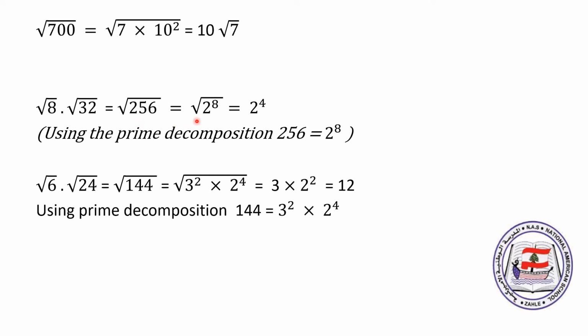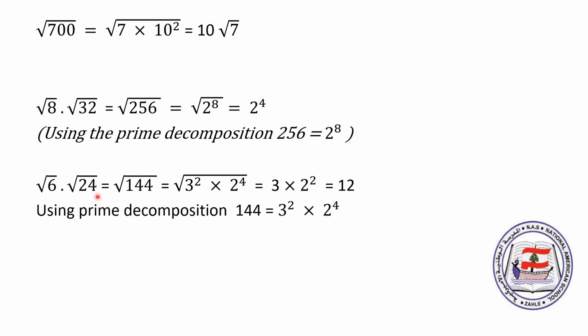So it's the square root of 2 to the power 8. The reduced form of this writing is equal to 2 to the power 4, since, again, the square root of any number with an exponent reduces its exponent to its half. So half of 8 is 4.